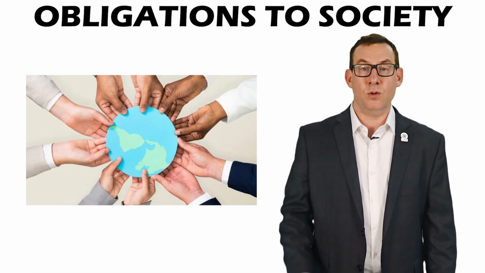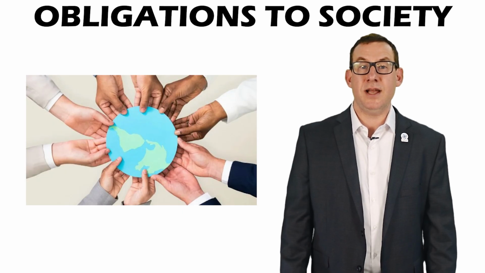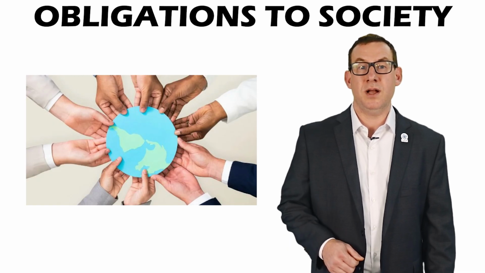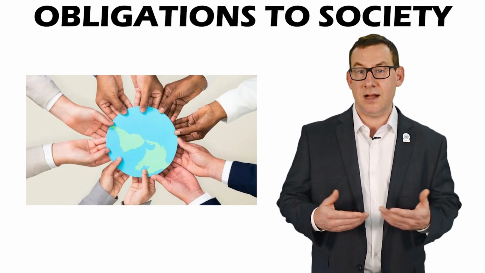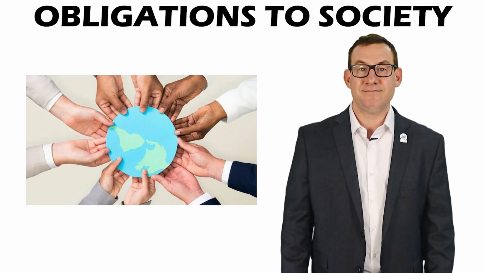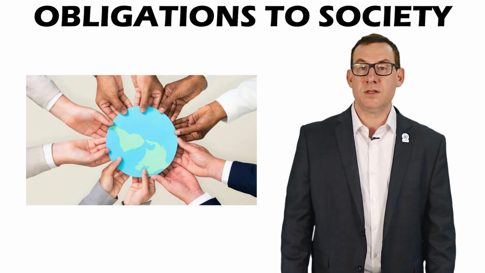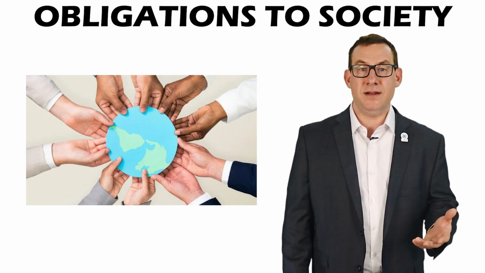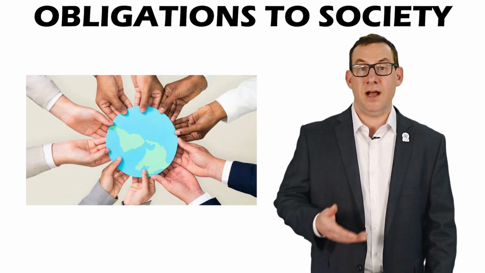The first category of ethical codes is obligations to society. GIS professionals have a responsibility to ensure their work benefits the community and does not cause harm. Our work often supports public policy, emergency response, environmental management, and the welfare of entire populations.